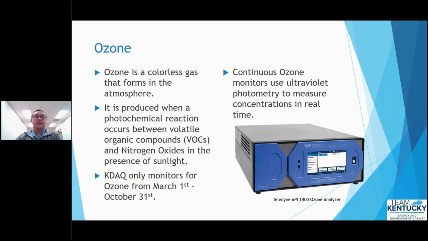We use the Teledyne API T400 ozone analyzer, which is a continuous gas analyzer. The analyzer uses ultraviolet photometry to measure concentrations, and our network monitors for ozone from March 1st to October 31st as required by the EPA. This is because ozone concentrations are typically very low in the winter months and are not necessarily a concern.